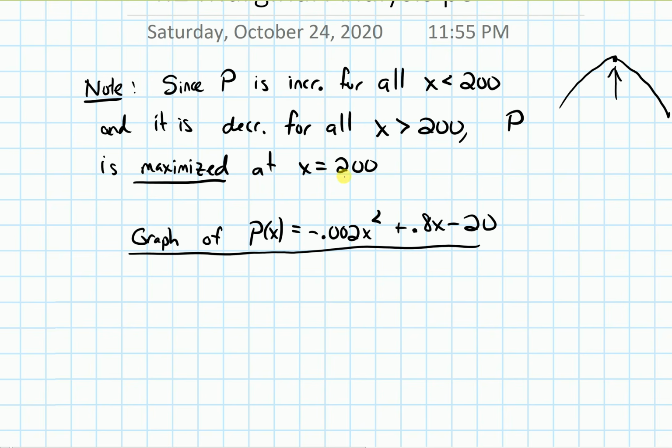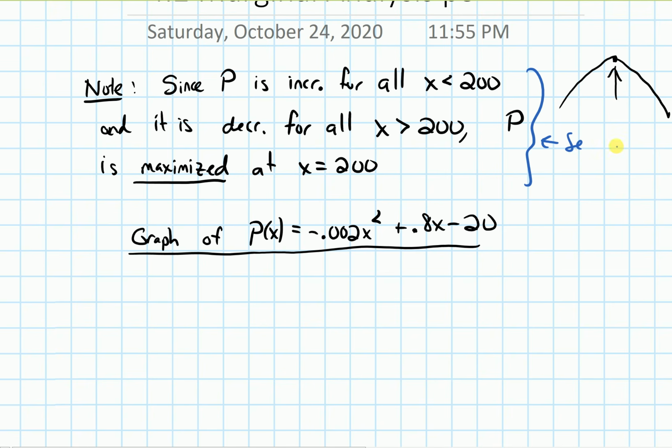One of the ways to check where a function has its biggest value, where it's maximized, is if it increases for all the values up to a certain point, in this case 200, and it decreases for all the x values after that point, then wherever that point is, that has to be where the maximum value of our function is. We'll talk about maxes and mins more in chapter 5.